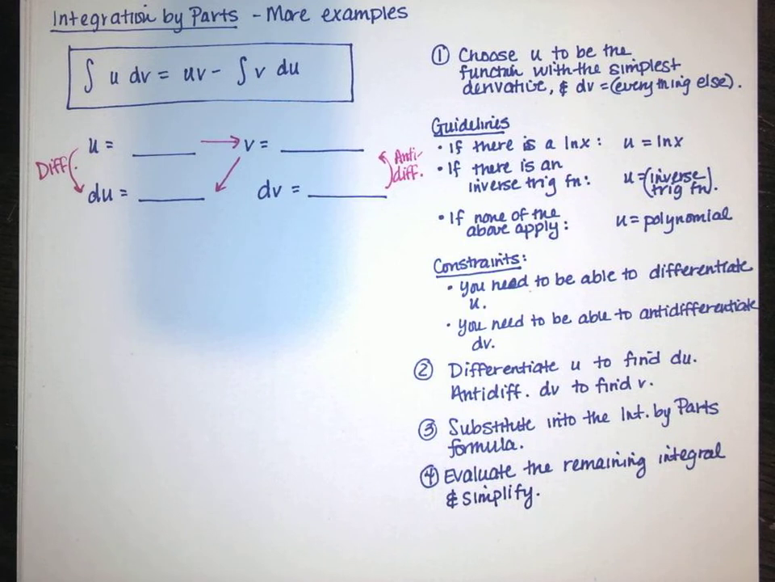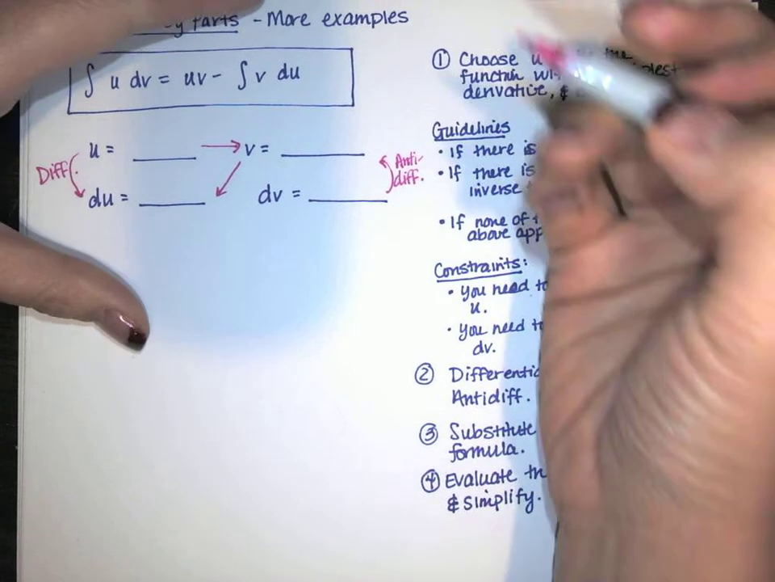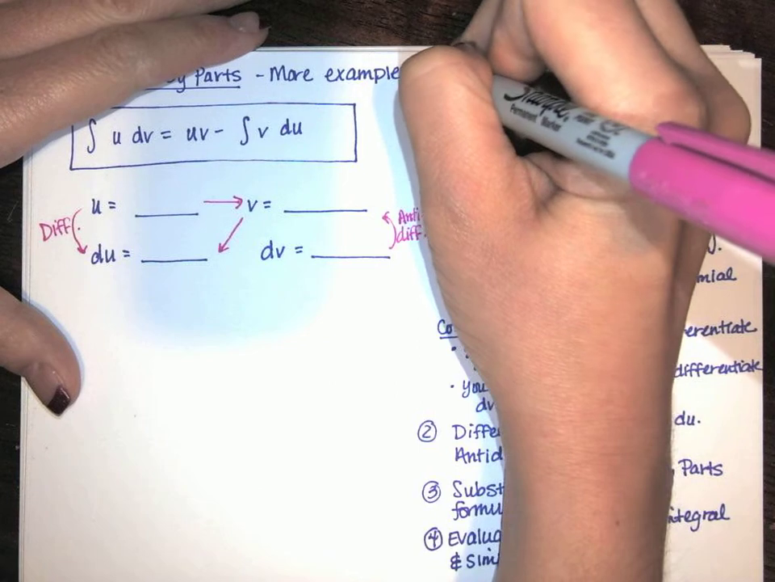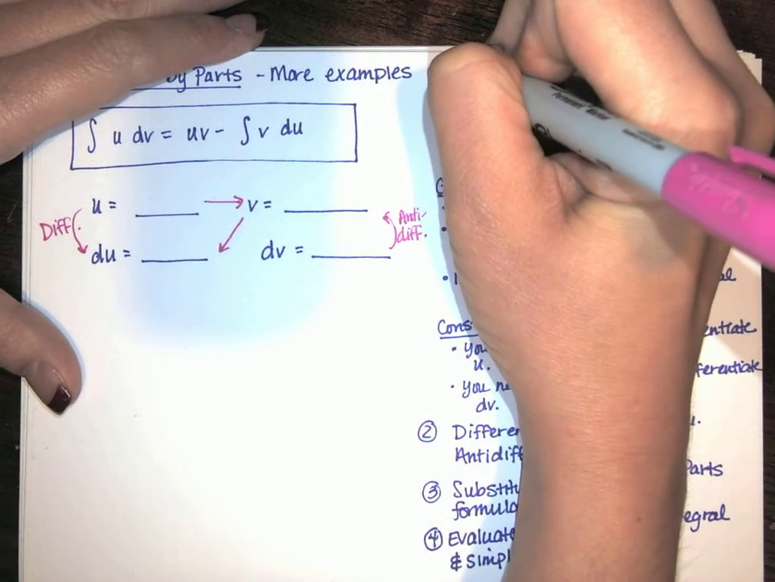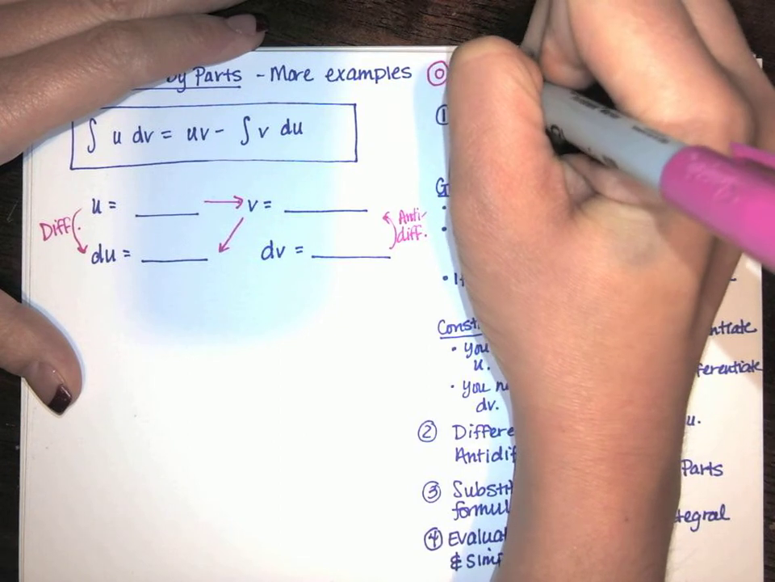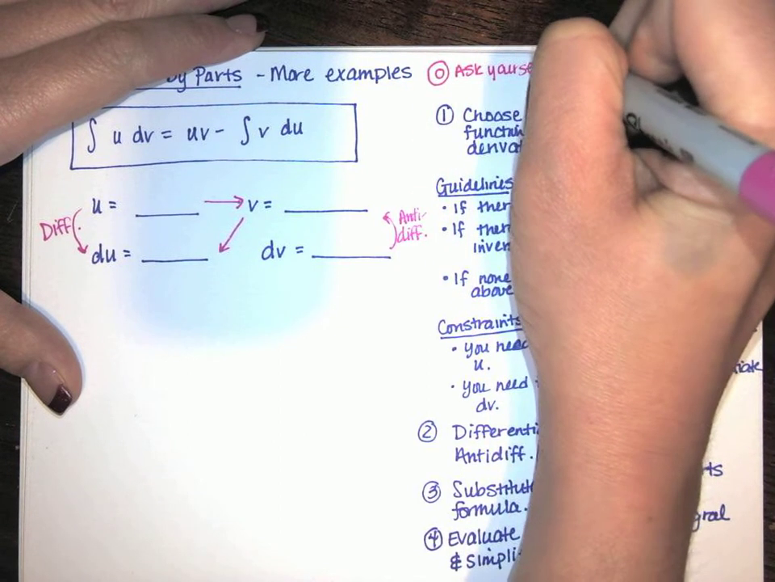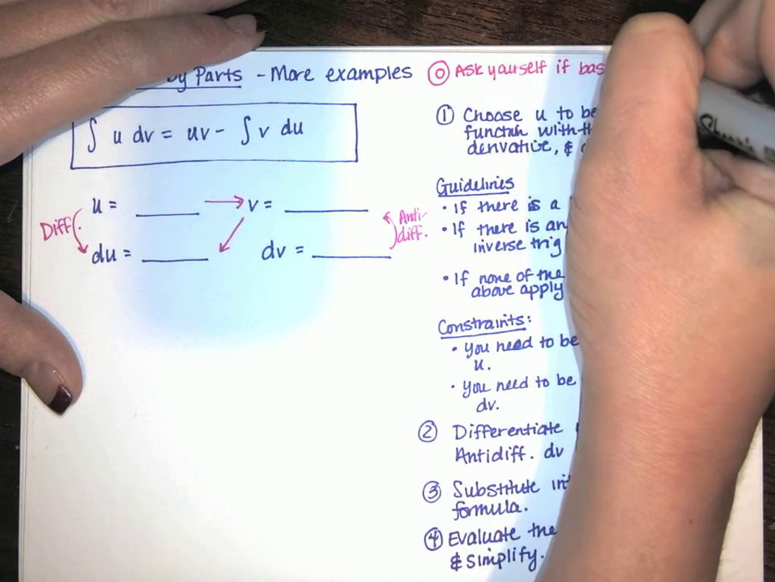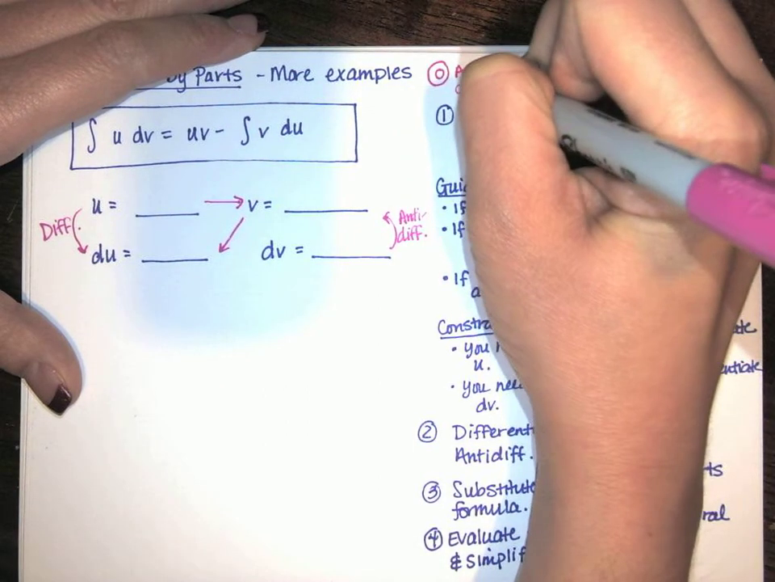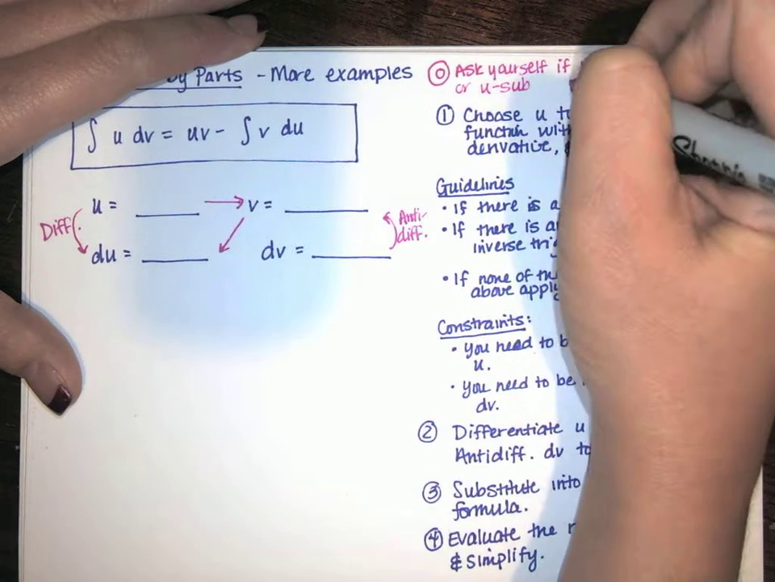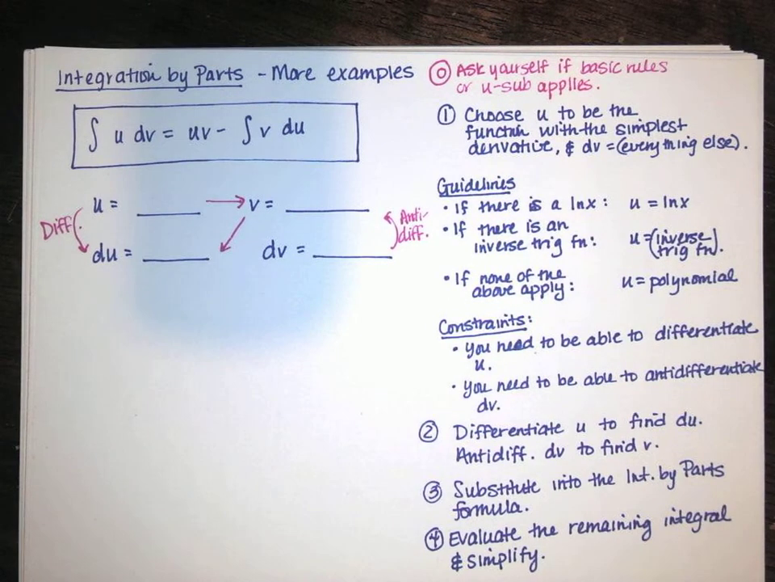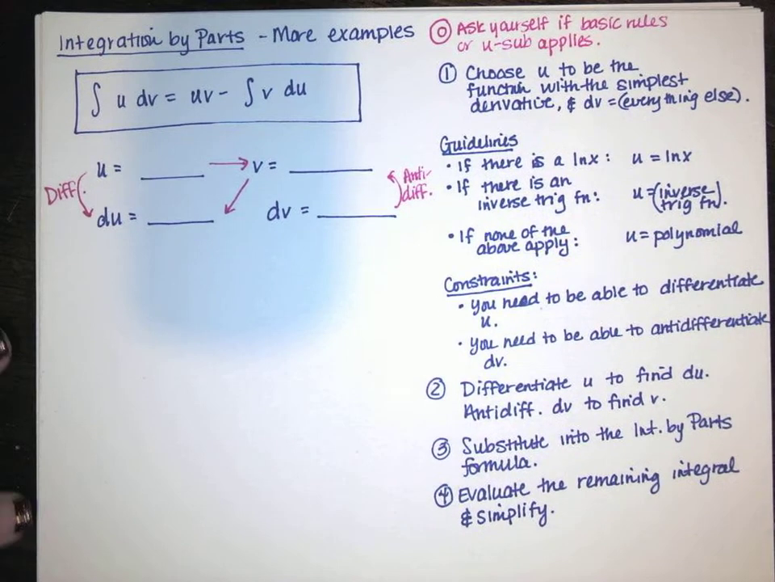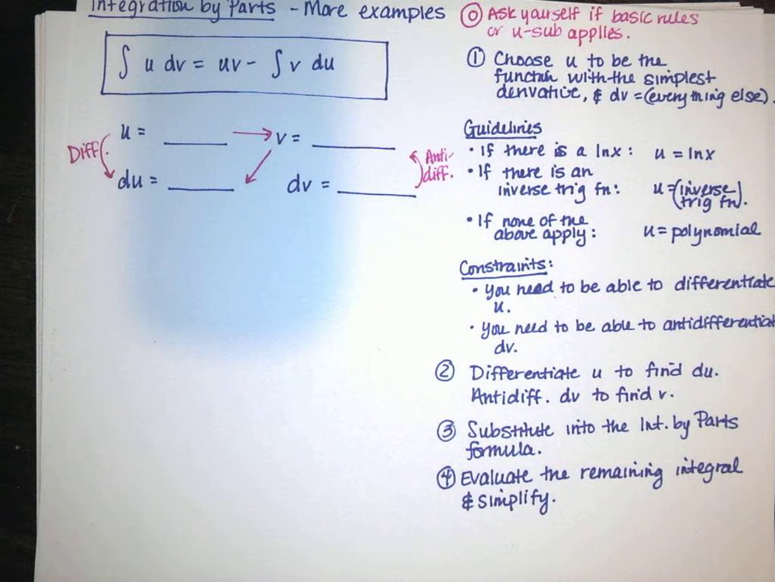Okay, now remember, before all of this, I guess step 0 is, you need to ask yourself if basic rules or u sub applies. If those apply, use them. If not, then we go to our most advanced technique so far, which is integration by parts.